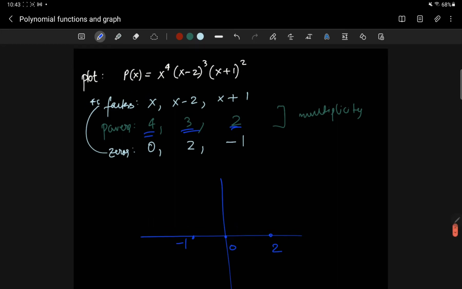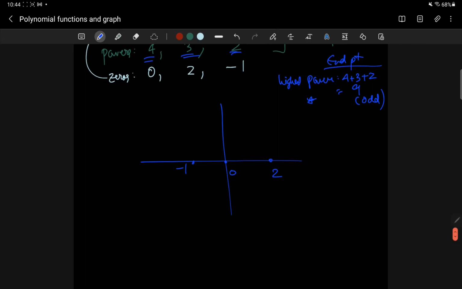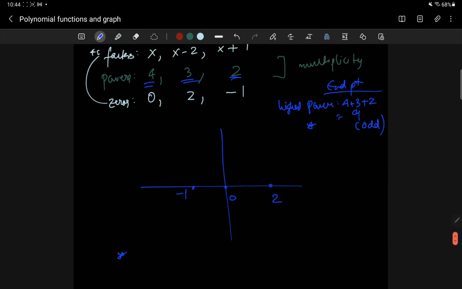Now what about end behavior? The highest power is going to be 4 plus 3 plus 2, which is 9, which is odd. So they have opposing behavior and there's no negative sign involved. So it's going to end up being up here and down here. Now at 0, because this is even, this is going to turn. At 2 it's going to go through and at negative 1 this is going to turn.